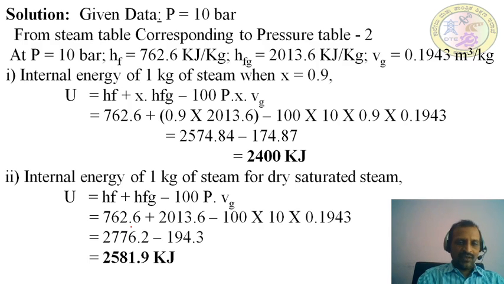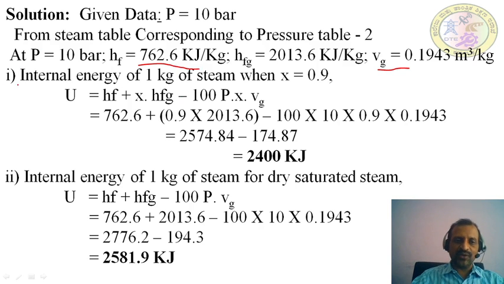In page number 11, in the first column, find 10 bar and follow along the row. The HF value is given as 762.6 kilojoules per kg. This is the enthalpy of water. Then HFG, the enthalpy of dry steam, is 2013.6 kilojoules per kg. Then you have to find VG, the specific volume of dry saturated steam, also given in the steam table for 10 bar, that is 0.1943 cubic metre per kg.